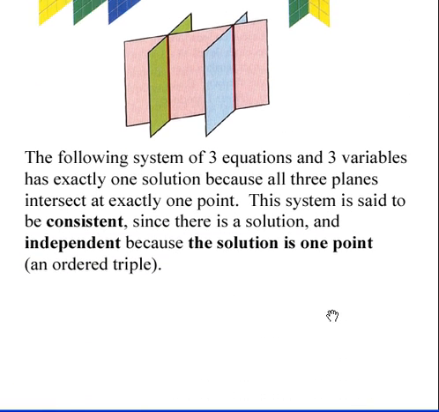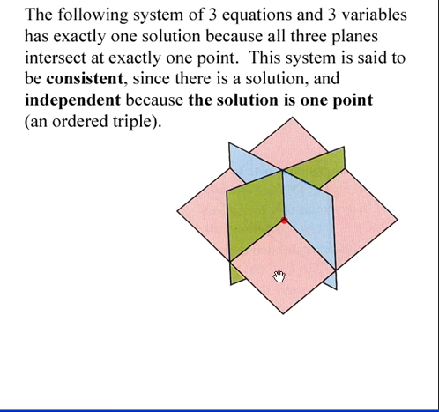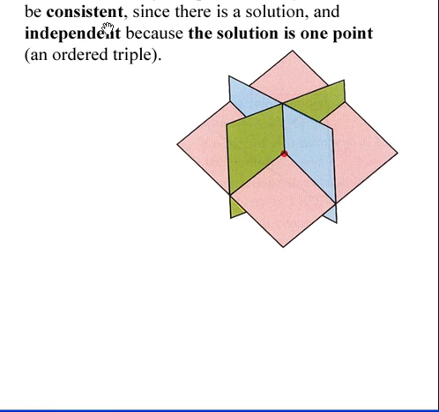What does it look like when we have a consistent independent system? When we get that one point, that ordered triple in space, that would come from something looking like this. We would have all three planes intersecting at one point. In this case, the pinkish-reddish plane, the blue plane, and the green plane all intersect at this one point, represented by the red dot. And that dot would be our ordered triple, as we talked about before, locating that point in space. So that would be consistent, because there is a solution. But since the solution is one point, an ordered triple, we would say it's independent.